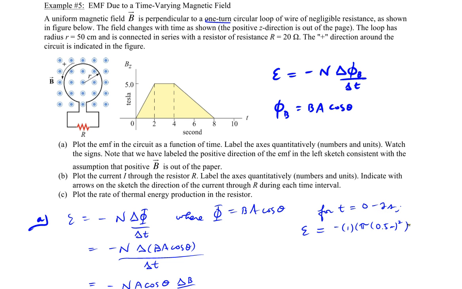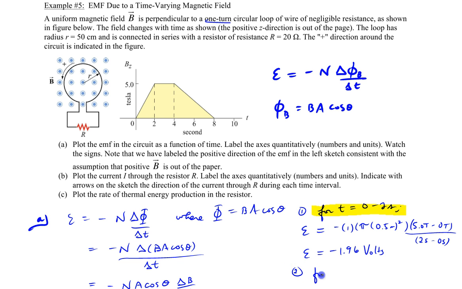And then multiplied by the final B field at 2 seconds, which is 5 teslas, minus the initial field, which is 0 teslas, all over the time, which is basically 2 seconds minus 0 seconds. And that gets us an answer of negative 1.96 volts for 0 to 2 seconds. So let's carry on. That's part 1 of A.